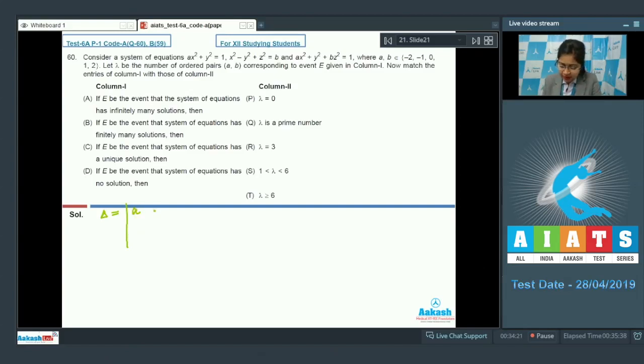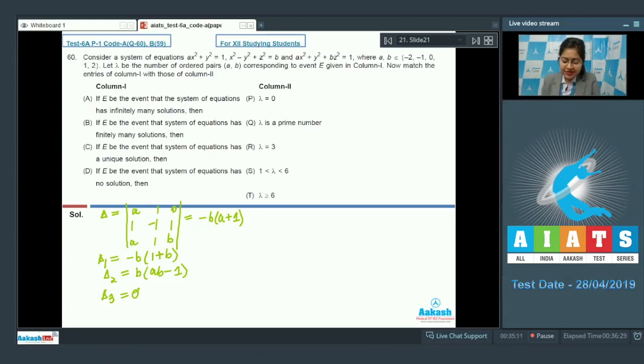So delta will be the determinant |a 1 0; 1 -1 1; a 1 b|. Solving this, we will get delta equal to -b(a+1). Similarly, let's find the value of delta 1, that will be equal to -b(1+b). Similarly, we will find the value of delta 2, that will be equal to b times (ab - 1), and when we find the value of delta 3, it will come out to be equal to 0. These can be found out very easily.